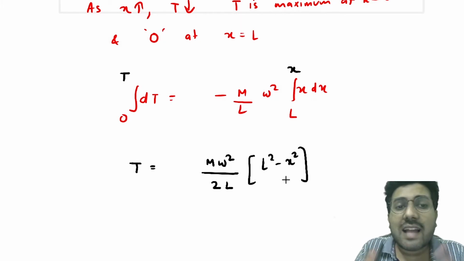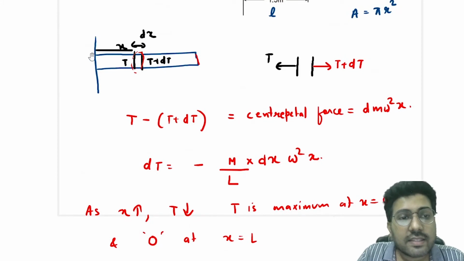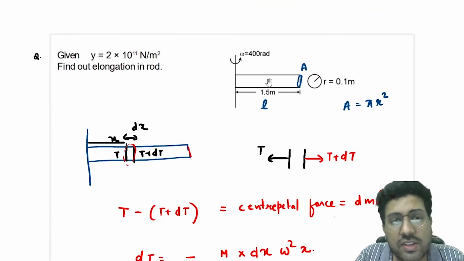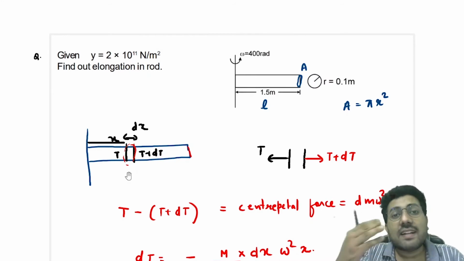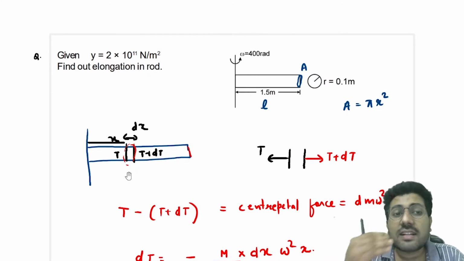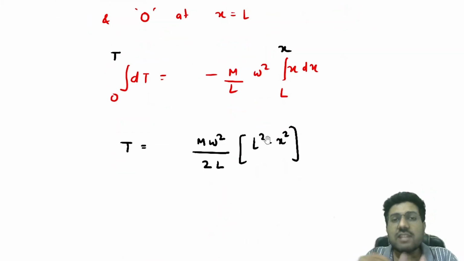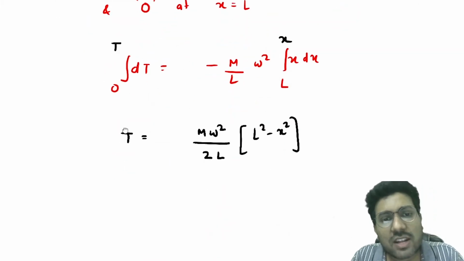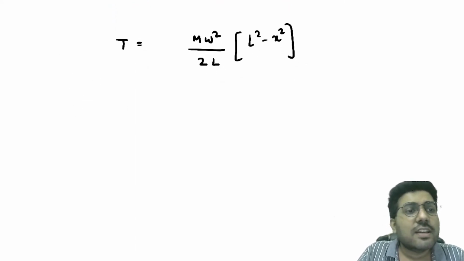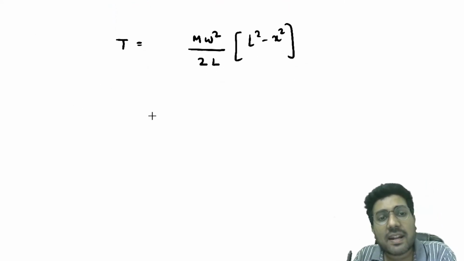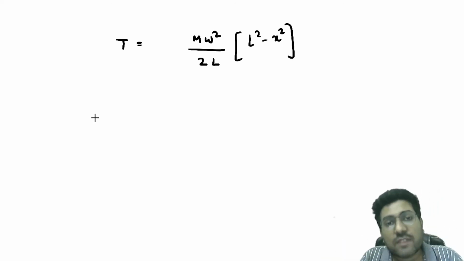So you have now got the tension as a function of x. But we need to find the elongation. We have just reached the tension now. Tension, you can see here, is a variable. Tension varies with x. If tension varies with x, in that case what you have to do is take an element, see the elongation of this element, and then integrate.